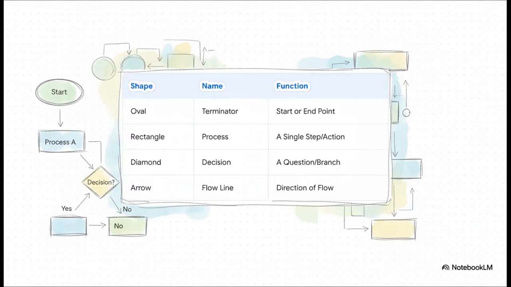And here are the basic pieces you'll be working with. Seriously, it's this simple. You've got an oval for the start and end points. A rectangle represents any single action or task. Then there's the diamond, which is for any yes or no decision. That's what creates a fork in the road. And finally, the arrows, which just connect everything and show you which way to go. With just these 4 shapes, you can map out almost any process you can think of.